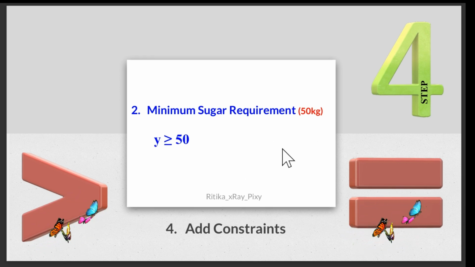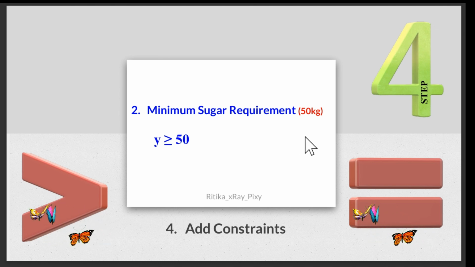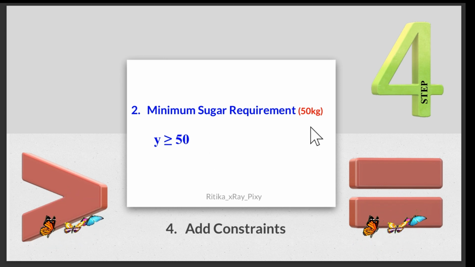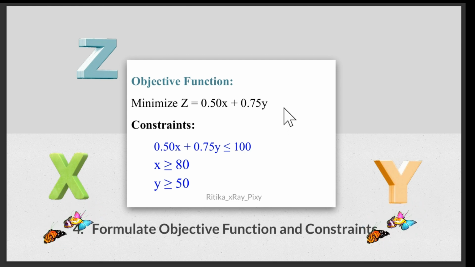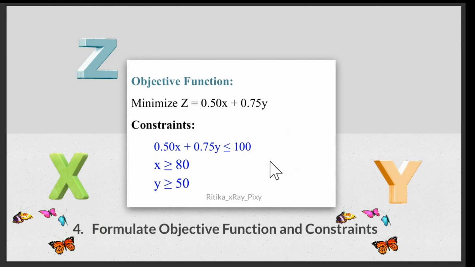Third constraint, we have the minimum sugar requirement. This is denoted with y, that is the amount of sugar in kilograms. So the bakery needs at least 50 kilograms of sugar. So the y value should be greater than or equal to 50. Now you can see we have the objective function and the constraints.